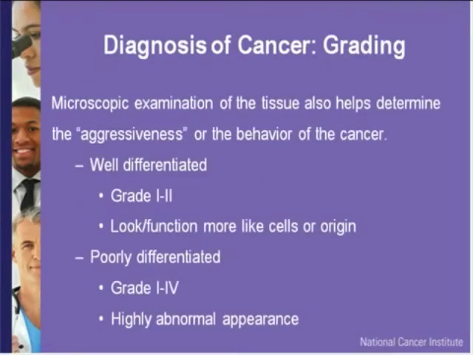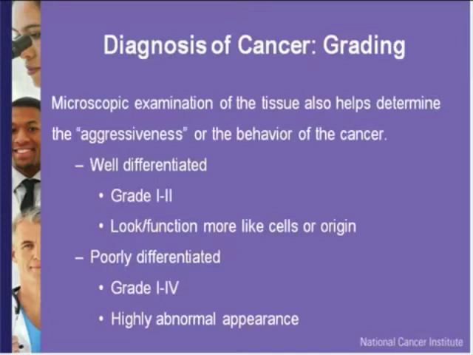Okay. So the next concept that we're going to talk about is what's referred to as grading. And grading is a microscopic examination of the tissue that helps determine the aggressiveness of the behavior of the cancer. So grading is done looking at tissue under the microscope, and it's looking at individual cells. And so the tumor may be defined as well-differentiated or poorly differentiated.